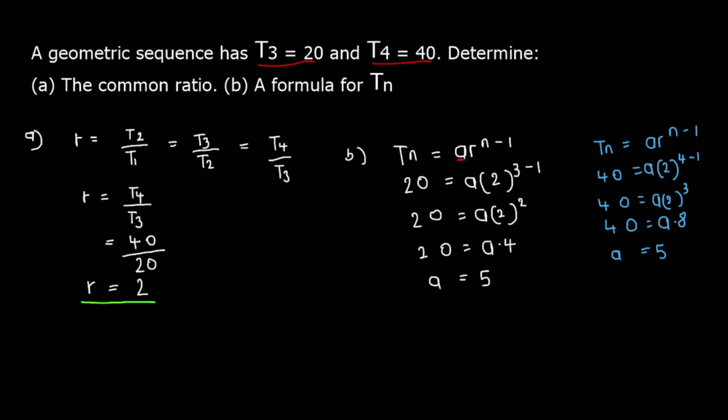Now because I found the value of A, now we're going to the nth term. Tn is equal to A R to the exponent n minus 1. Therefore our A is 5, and our R is 2, so 5 times 2 to the exponent n minus 1. So this is our nth term formula. The nth term formula is always in terms of n. The unknown variables stay 2. So that is why I try to find the value of A. So anyway, that's it for this problem.